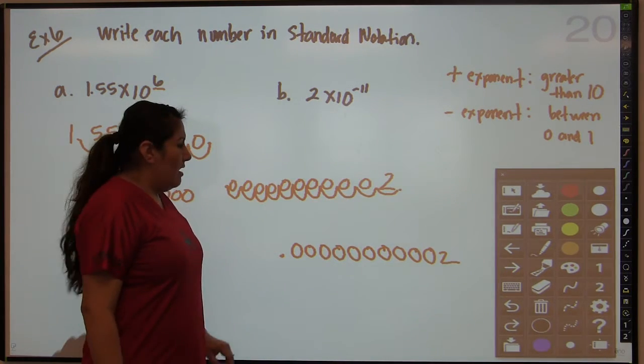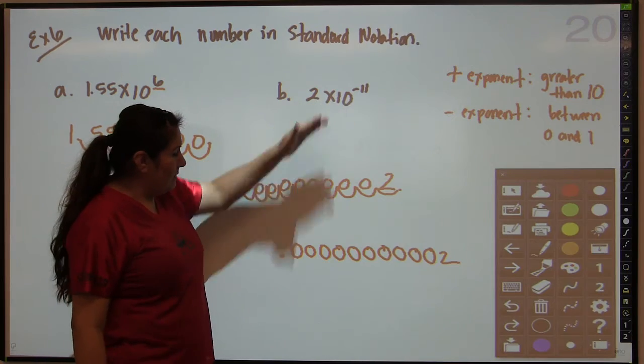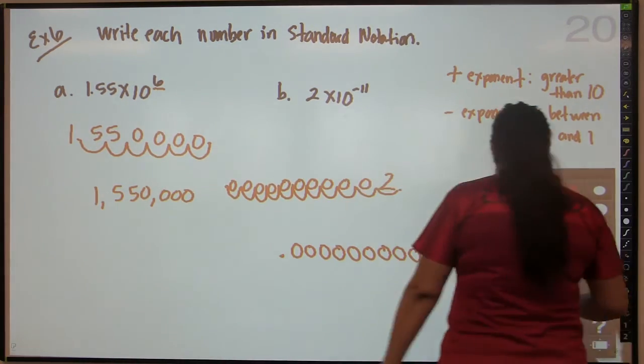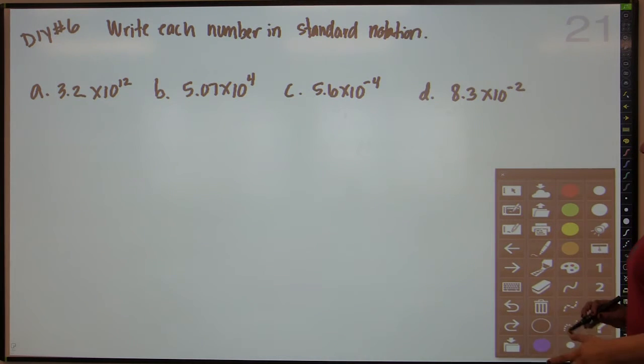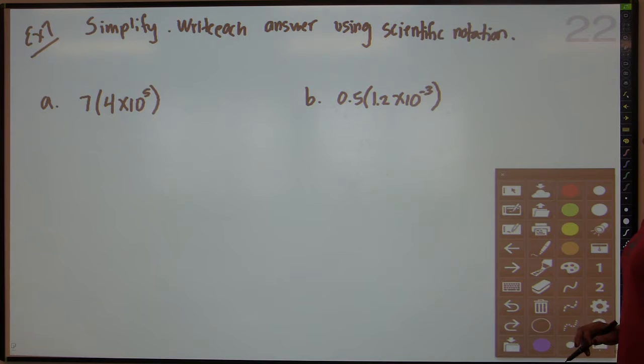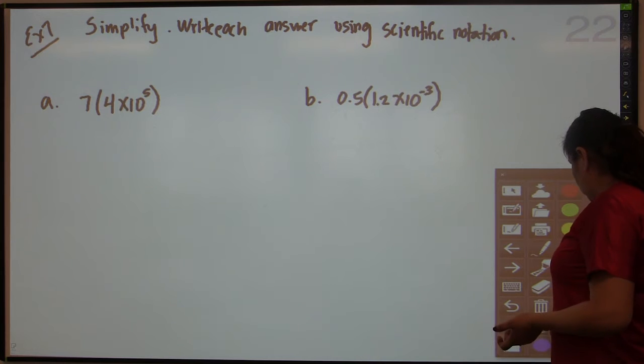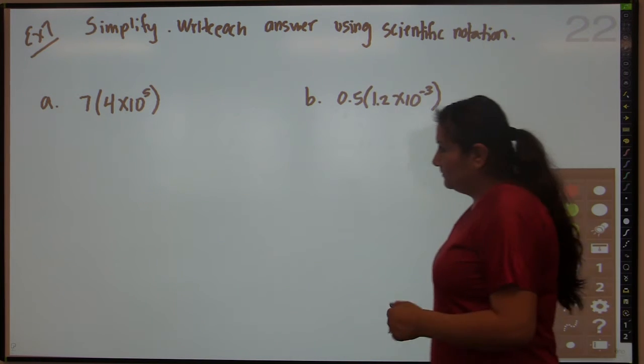Because of negative 11. But again, notice that the negative exponent means a very, very small number. Okay, so now you are going to have a chance to go backwards and do these ones. And then we're going to do our last example, which is simplifying these, multiplying when you have a number times the scientific notation number. So here we go.